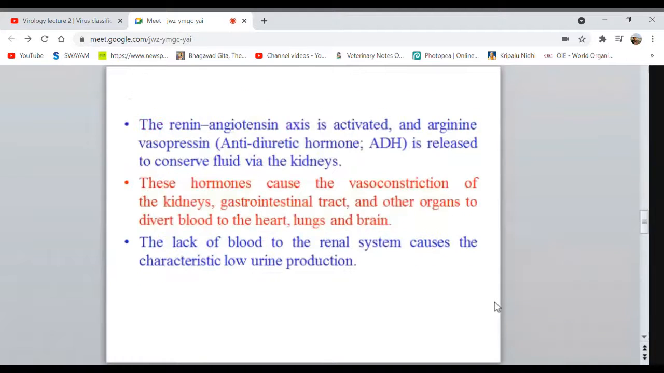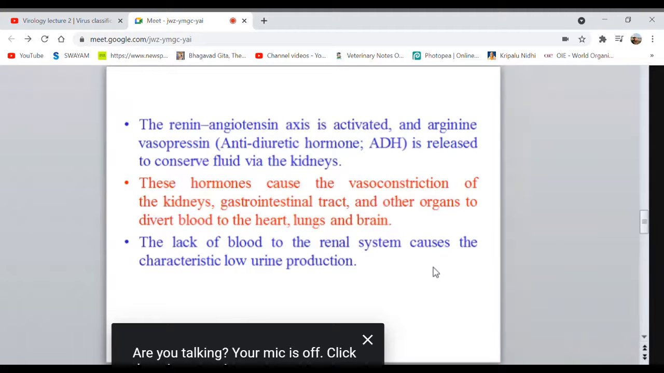Now, moving to the next phase. Okay, sorry, in the compensatory phase another event also occurs. The renin-angiotensin-aldosterone axis is activated, and the vasopressin is released.